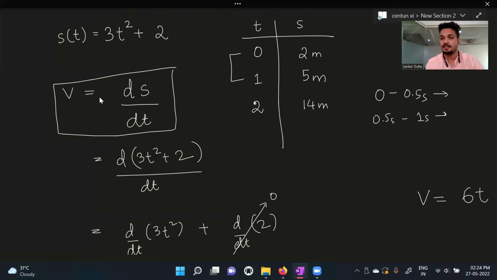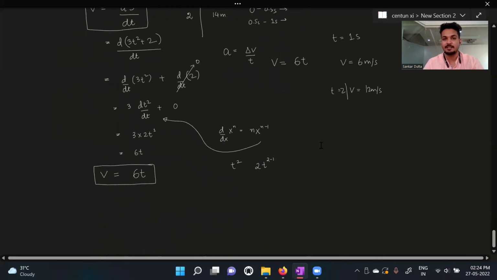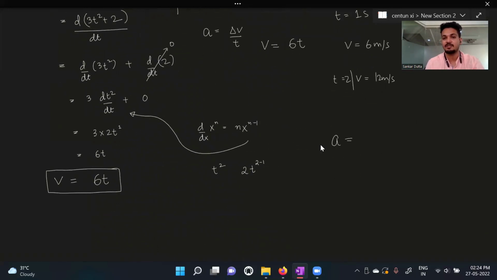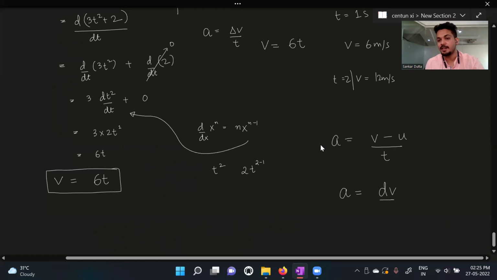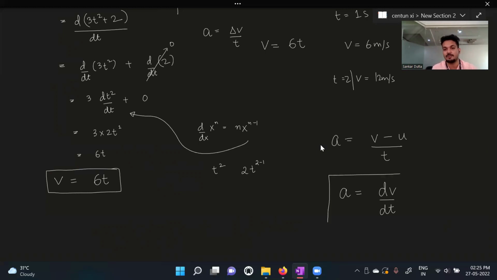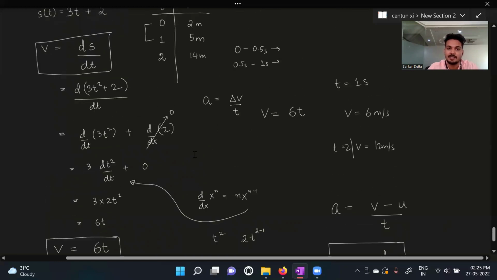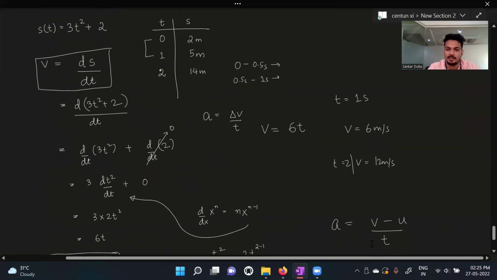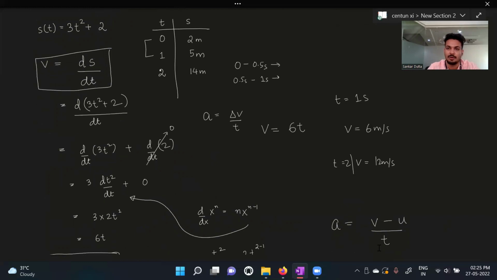For example, I'm giving another example: acceleration is what? Change in velocity upon time, if you remember from earlier classes. Acceleration is given by the change in velocity, final velocity minus initial velocity, divided by the time period. In the differential format, acceleration can also be given by dv by dt, the differentiation of velocity with respect to time. This will be taught to you in physics, but the math part, I think you should be able to understand from now on. Okay, cool.